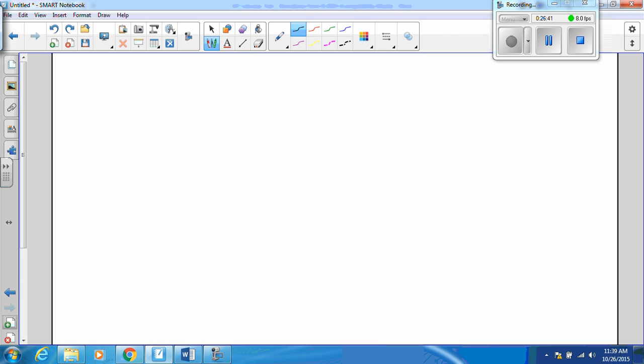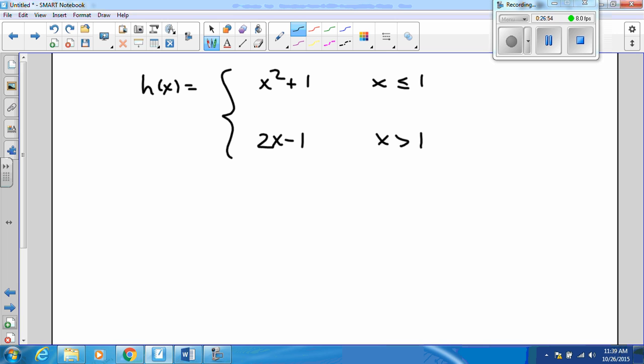Let's consider a third piecewise function. Let's have h of x equals x squared plus 1 for x's less than or equal to 1, and 2x minus 1 for x's greater than 1. I think all of you can see that the only difference between this function and our previous one is that this piece has been raised by 1. Okay? Now before we get going, I'd like for you to sketch a graph of this piecewise function.